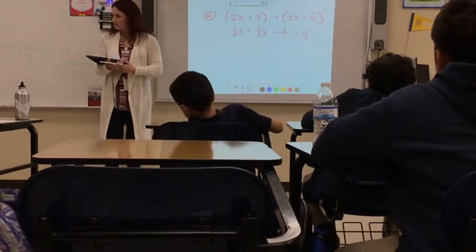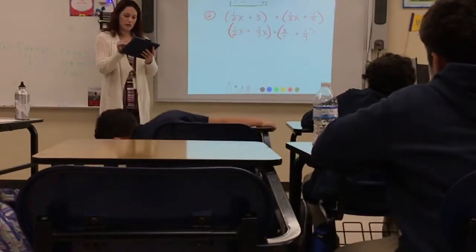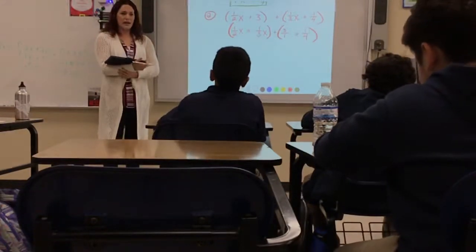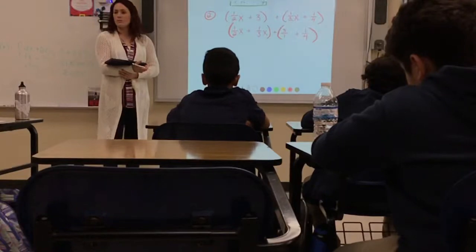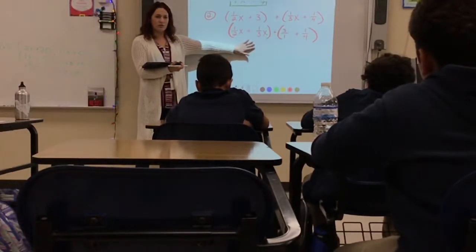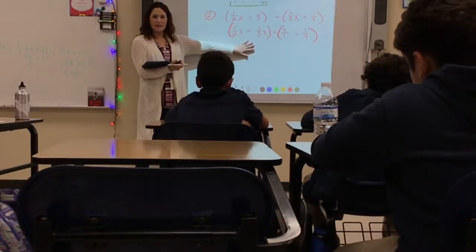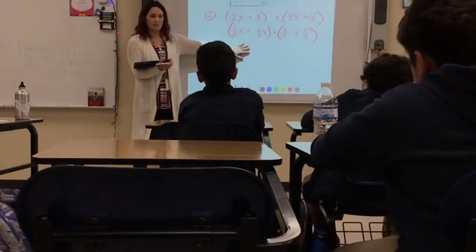Good. Okay, we're going to group those and those. We want the x's to be added and I want the numbers to be added. For this group, what do I have to do? It's not quite as straightforward as my last problem because now I've got fractions, so I can't just add these together and get my answer.